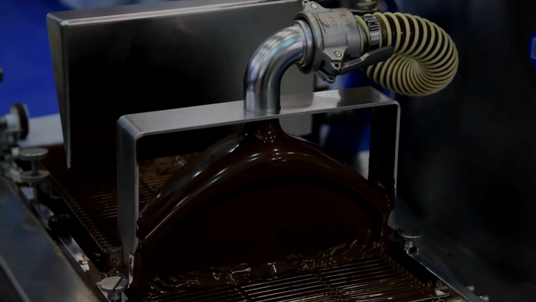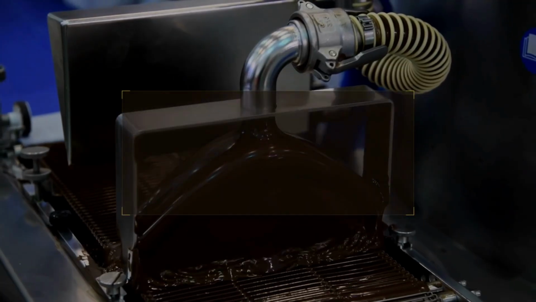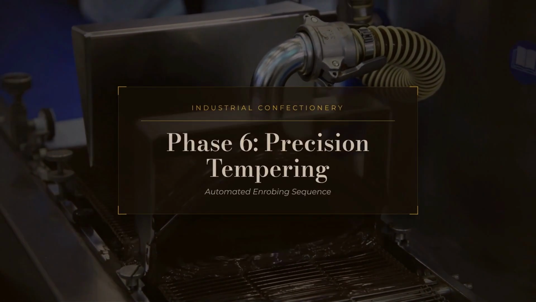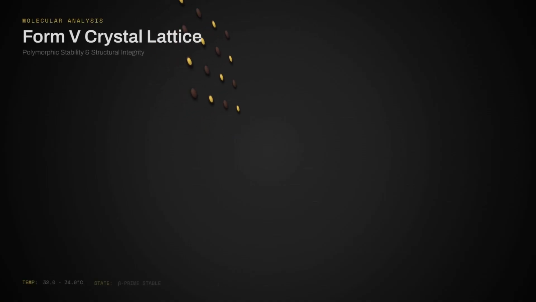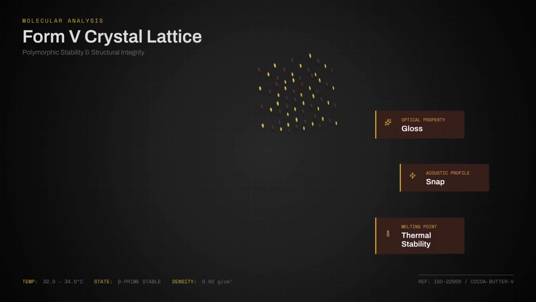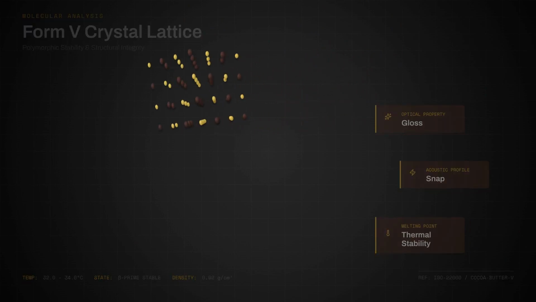Now comes the most precise thermal stage, tempering. Cocoa butter can crystallize into several different structures, or polymorphs. The preferred structure is generally called Form 5. It gives chocolate its gloss, firm snap, contraction from the mold, and desirable melting behavior.